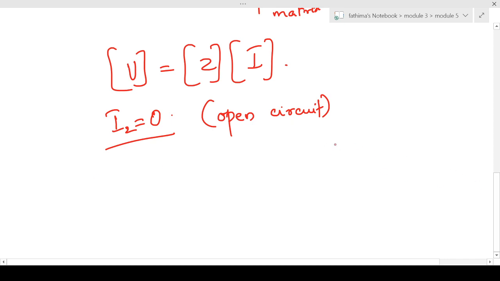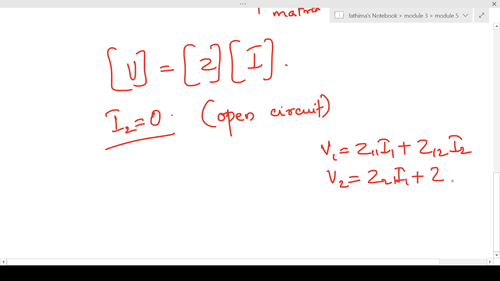So the equations are V1 is equal to Z11 I1 plus Z12 I2 and V2 is equal to Z21 I1 plus Z22 I2. So if we set I2 is equal to 0, that is, if we open circuit the output port, then the first equation becomes V1 is equal to Z11 I1, or we can write Z11 is equal to V1 by I1 with I2 is equal to 0.